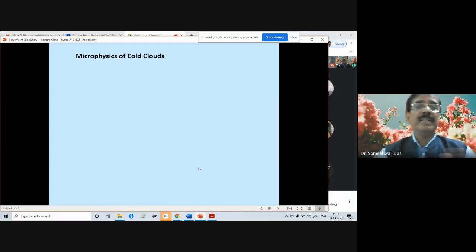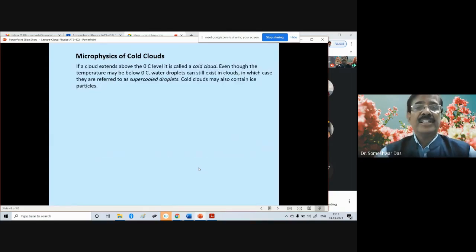So now let's talk about the microphysics of the cold clouds. If a cloud extends above the 0 degree centigrade level, the 0 degree isotherm, it is called a cold cloud. Even though the temperature may be below 0 degrees centigrade, water droplets can still exist in the clouds. It is not necessary that once the temperature is 0, the water droplets will freeze immediately. They can still exist in the form of water, and may not immediately freeze into ice particles.